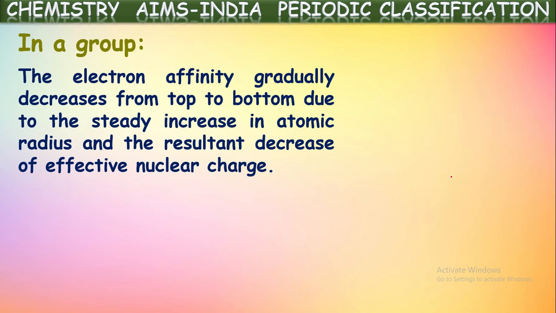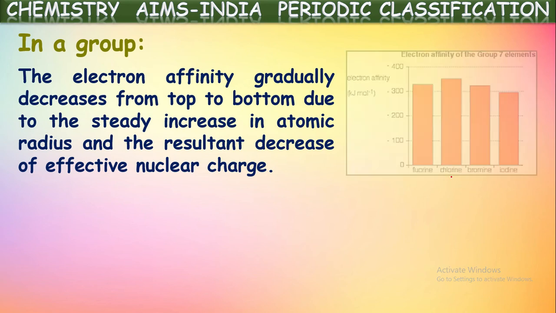In a group, electron affinity gradually decreases from top to bottom due to the steady increase in the atomic radius and the resultant decrease of effective nuclear charge. What happens in the case of a group? From top to bottom, atomic size increases because the number of shells increases from one element to another. As size increases, nuclear charge effect decreases and hence attracting power decreases.